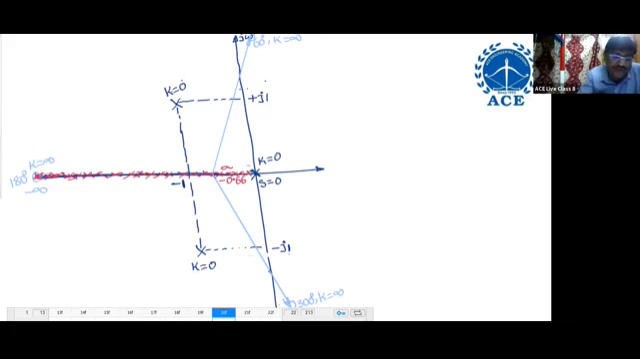This pole should depart with the angle of what? What is the angle of departure you got? Minus 45 degrees. So you depart with minus 45 degrees. This one departs with an angle of plus 45 degrees. And it should intersect at the point plus j root 2. We'll make it. Okay, no problem.